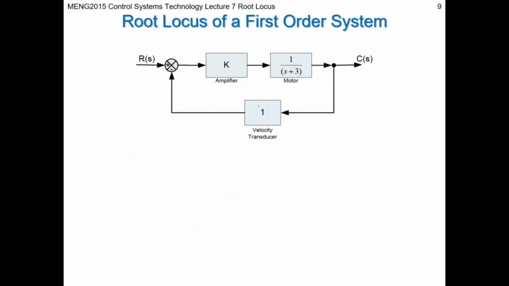Well, when we look for our poles, we're only going to have one pole, because we only have a first order system. Anytime you only have one pole, then you only have one locus, because you have the same number of loci as you do poles. So if you have 10 poles in the 10th order system, you have 10 loci. If you have 4 poles, you have 4 loci. 3 poles, 3 loci. Third order system, 3 poles, 3 loci. Second order system, 2 poles, 2 loci.